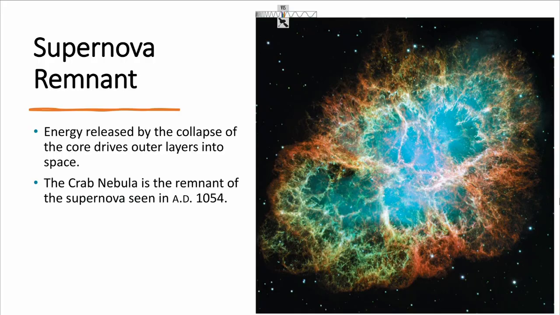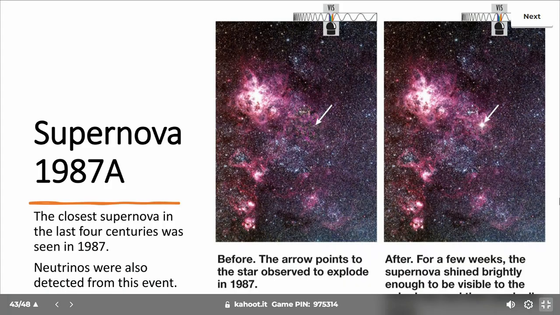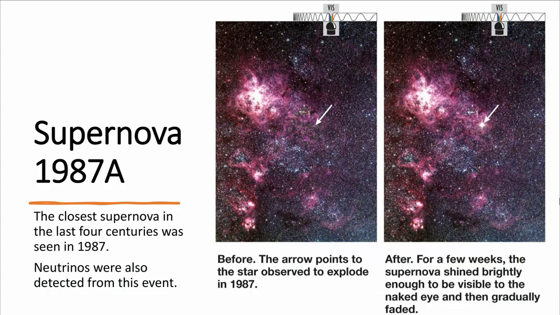Inside of the Crab Nebula is a pulsar, which is a fast rotating neutron star, and there's a lot of cool science we can do with that, and we'll talk about neutron stars next class. There's also been much more recent supernovas than that. The closest supernova in the last few centuries was 1987A, so about 40 years ago now.